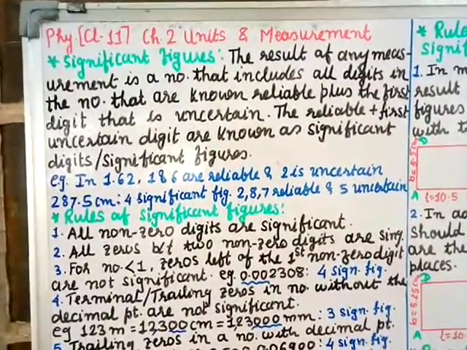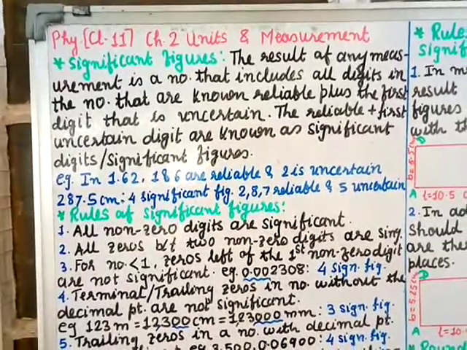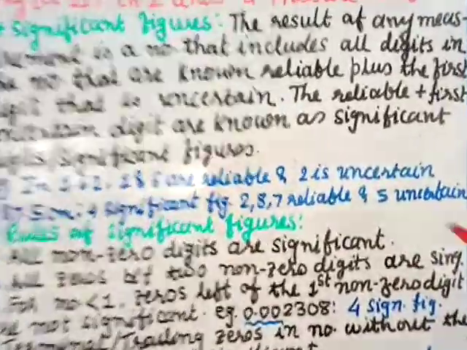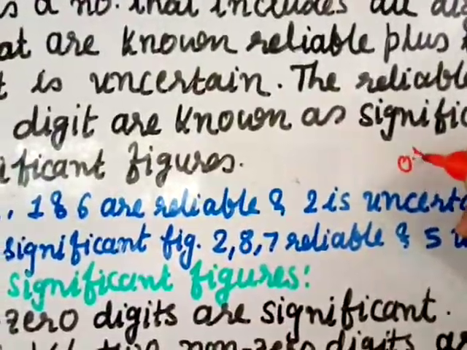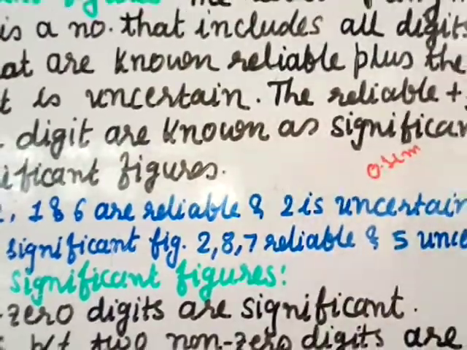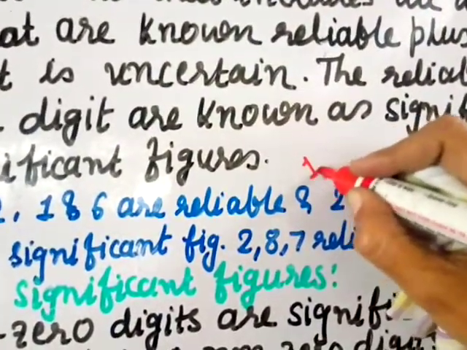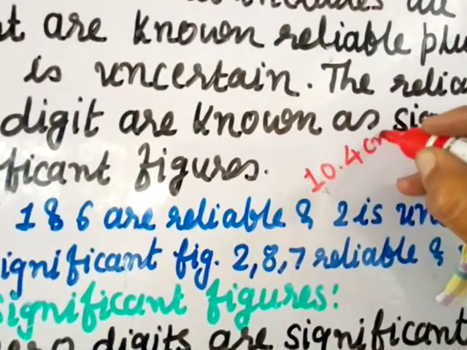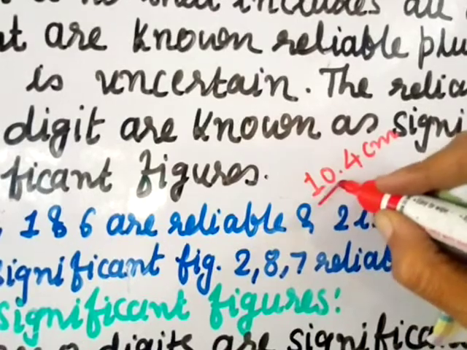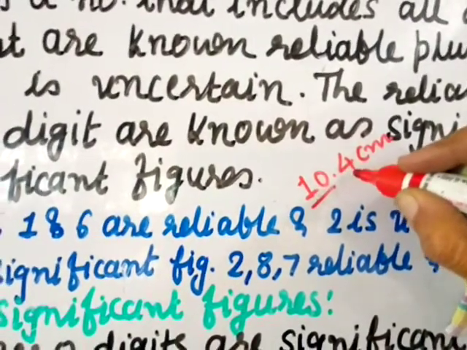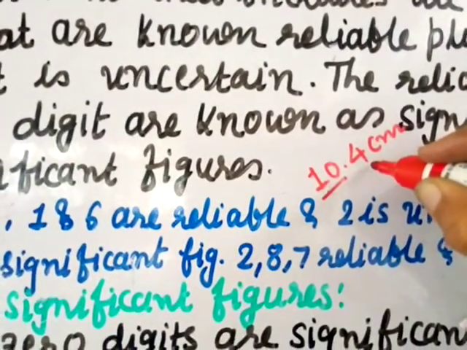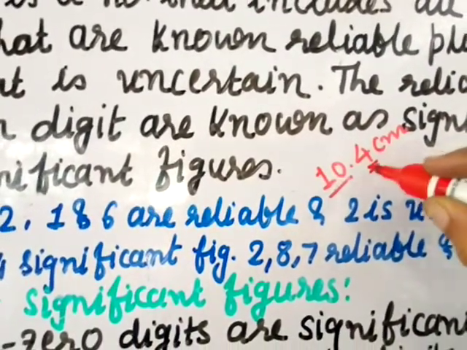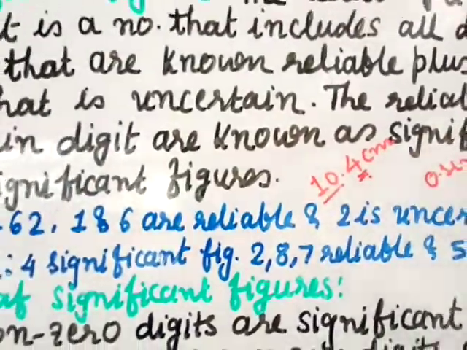For example, you are asked to find the length of a sheet of paper, and you are going to use a scale which has a resolution of 0.1 centimeter. Suppose the measurement you get for the length of the sheet of paper comes to be 10.4 centimeter. So in this, 10 is fixed, but this 4 sometimes may come as 3, sometimes as 5. So this 4 is uncertain. This is reliable, but this is uncertain. All these together we call significant figures.